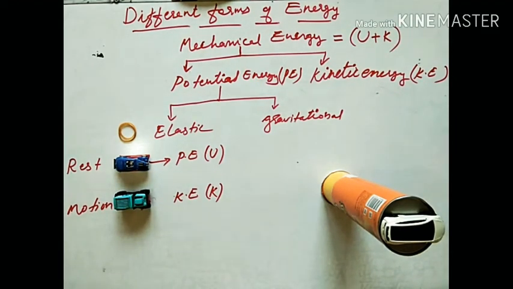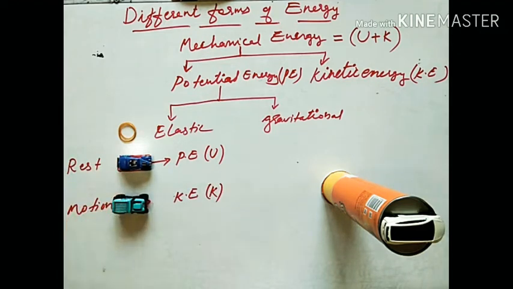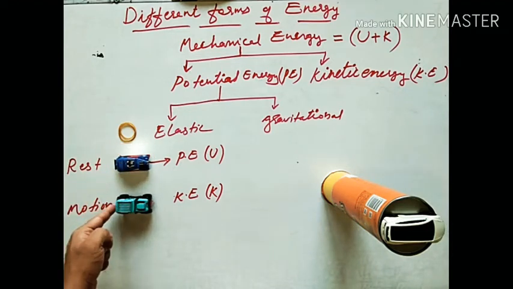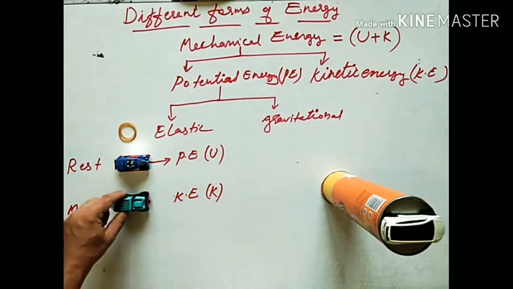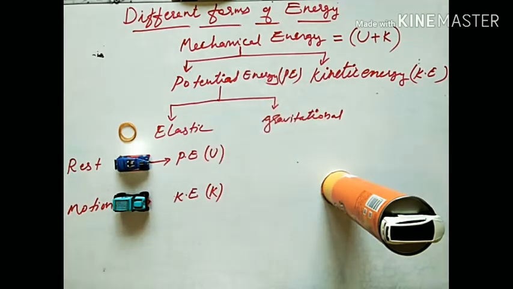In mechanics, an object has two states. It can be either in the state of rest or in the state of motion. So the energy possessed by a body due to its state of rest or due to its state of motion, we call its mechanical energy. Mechanical energy has two forms, potential energy PE and kinetic energy KE.